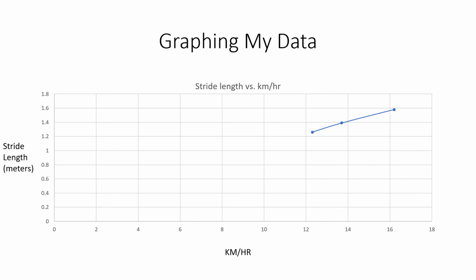All right, here's where I graphed my data of stride length versus kilometers per hour. Now, this is really cool to see how linear this line is. Look at how straight it is. I know I did a smooth graph, but you can see it's not spiking at all. My stride length is increasing at a very good steady rate as my kilometers per hour goes from 12.2 to over 16.